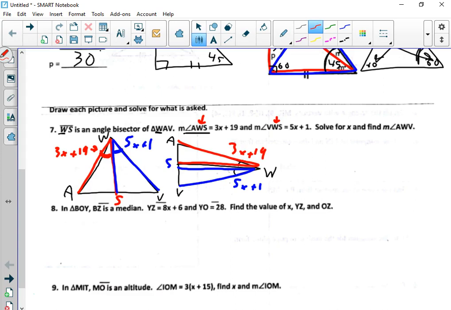Okay? Since we've marked them equal, we can just solve it now by saying 3x plus 19 is equal to 5x plus 1. Subtract 3x, I get 2x. Subtract 1, I get 18. Divide by 2, x is 9. Now, notice it says solve for x and AWV. Now, where's AWV? AWV.